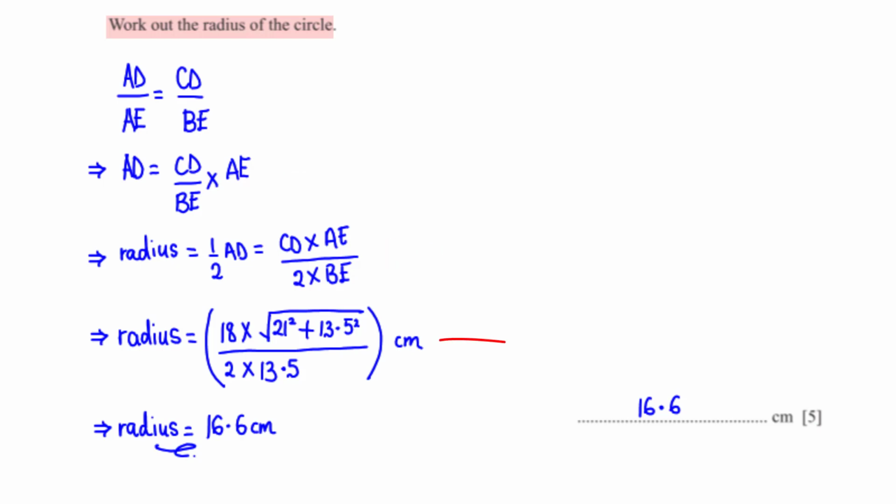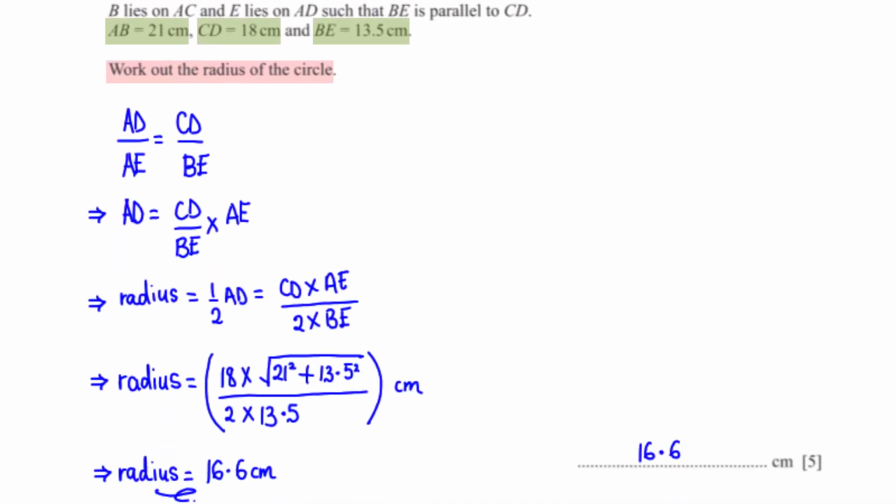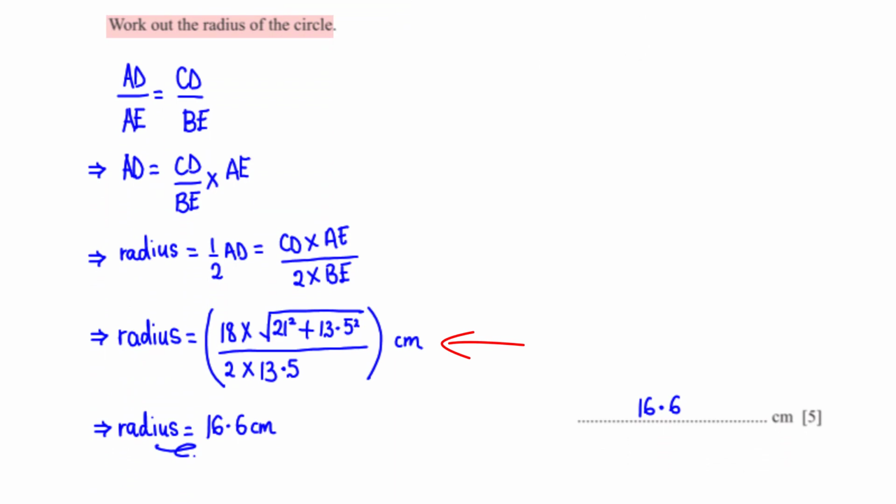So we've been given the length of CD as 18 centimeters, and we've also been given the length of BE as 13.5 centimeters. We've not been given the length of AE directly in the question or on the diagram, but we can use Pythagoras theorem to find the length of AE. And so by applying the Pythagoras theorem, AE equals the square root of 21 squared plus 13.5 squared centimeters. And so when we type this into the calculator, we have the value of the radius as 16.6 centimeters, correct to 3 significant figures.